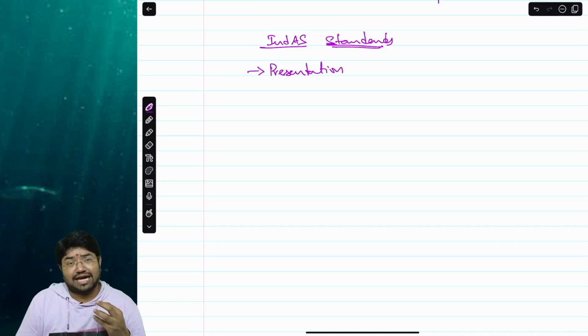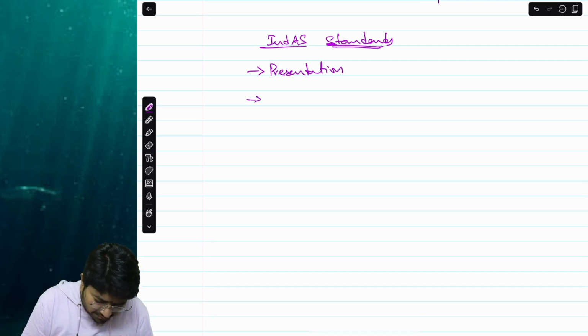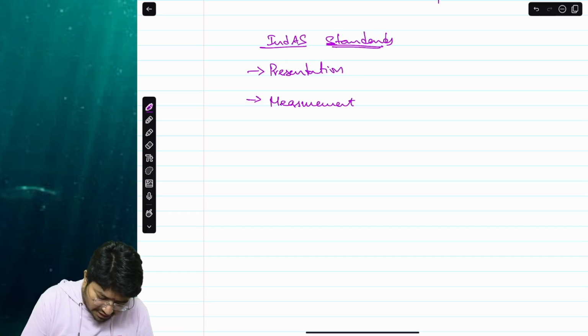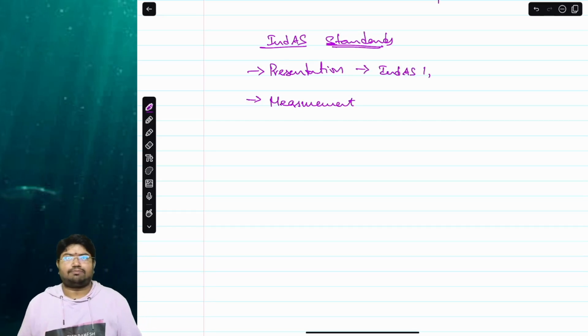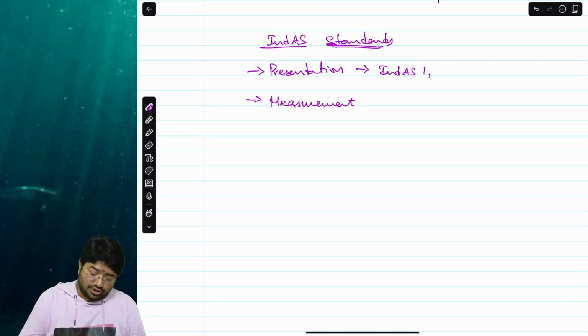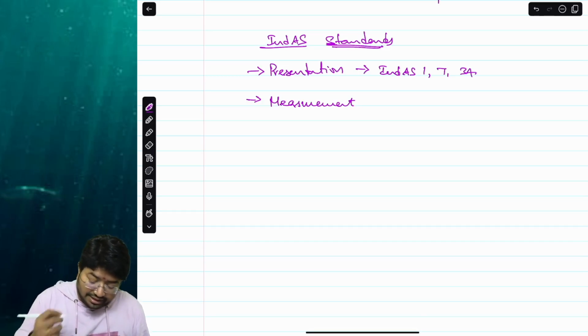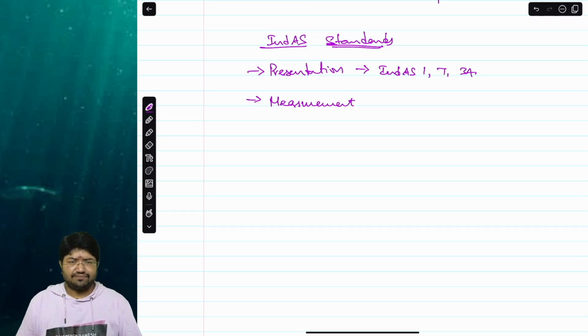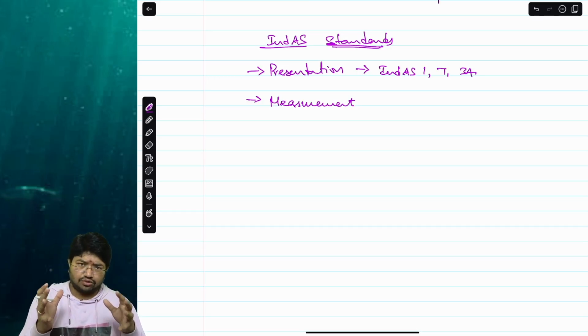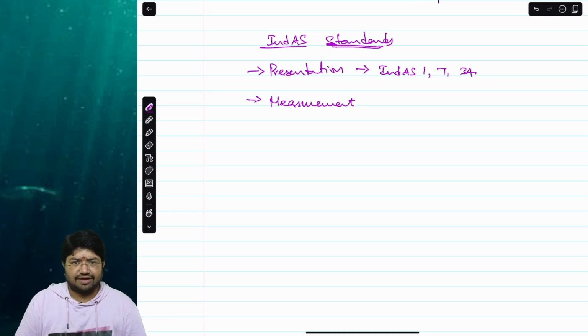Then you have a few standards which only talk about measurement. In presentation, Ind AS 1 talks about presentation of financial statements, then you have Ind AS 7 which talks about the cash flow statement, and then you have Ind AS 34 which talks about interim financial reporting. These will take you through presentation, how you should present your financial information in financial reporting.